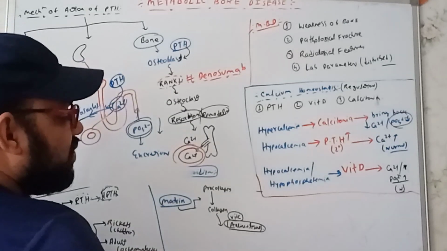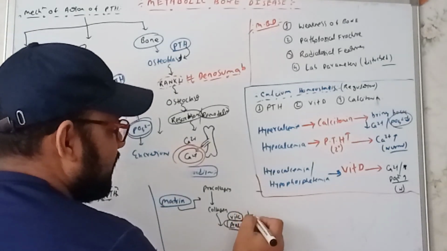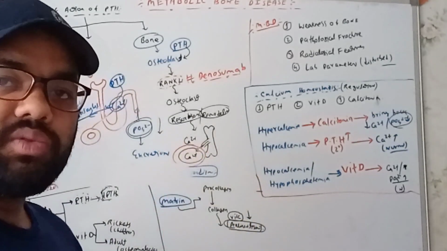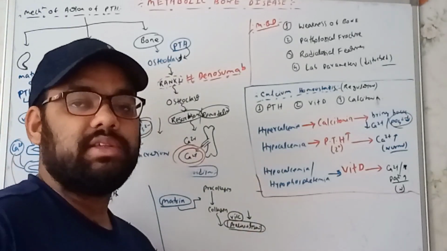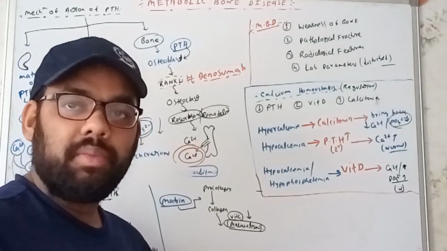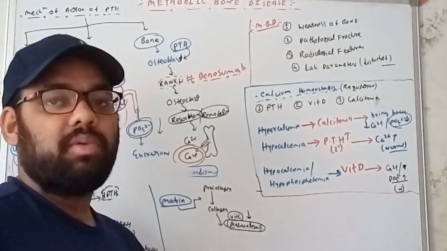Now, for example, if we see deficiency of vitamin C, then the hydroxylation reaction of proline and lysine will not occur over here.